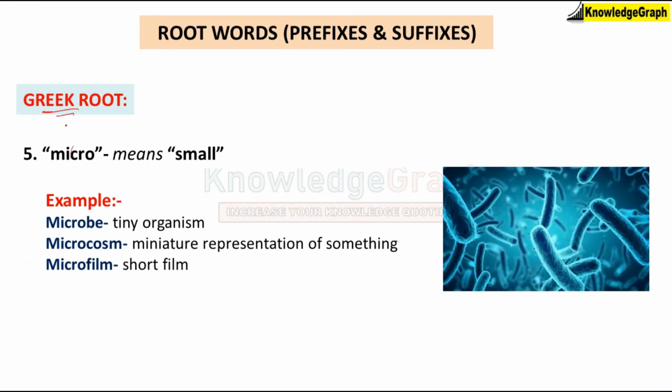Next one again is a Greek root word, micro. We learned macro. Macro means big. Micro means small. So microbes are like tiny organisms. Like I told you, microorganism. These are the tiny organisms which you cannot see with the naked eyes.